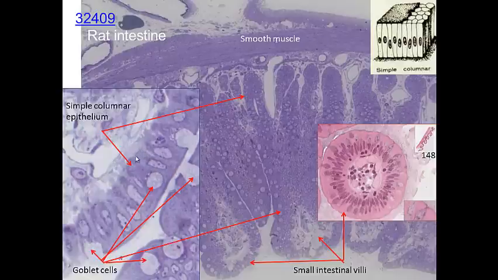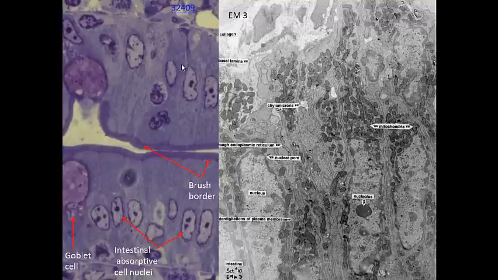And then we have simple columnar cells, one layer of columnar cells. This is their base, and this is their apex. And so these are simple columnar cells, simple columnar epithelium. You can see those columns. There's one cell here, there's another cell here. You can see the cell membranes between the two.